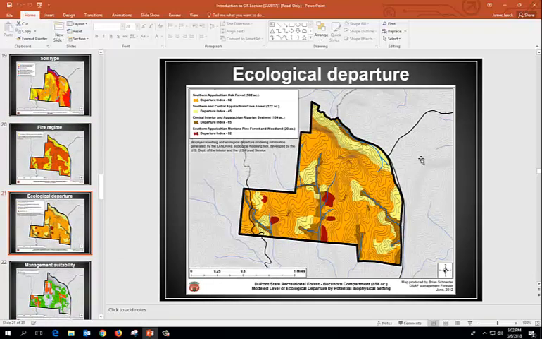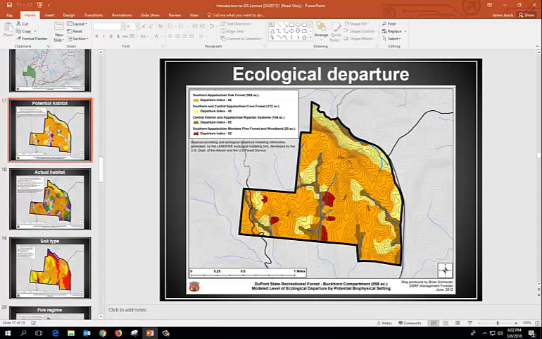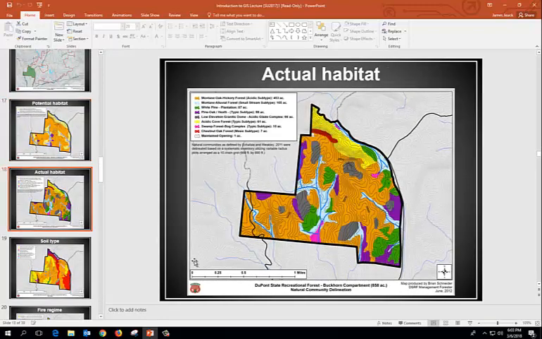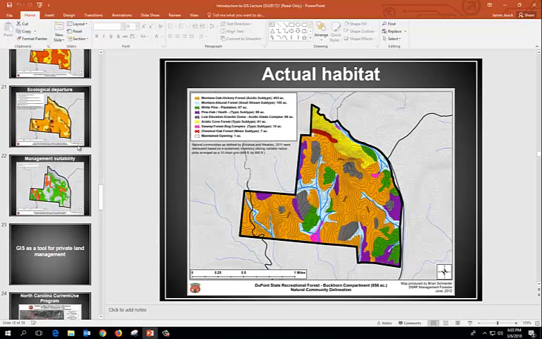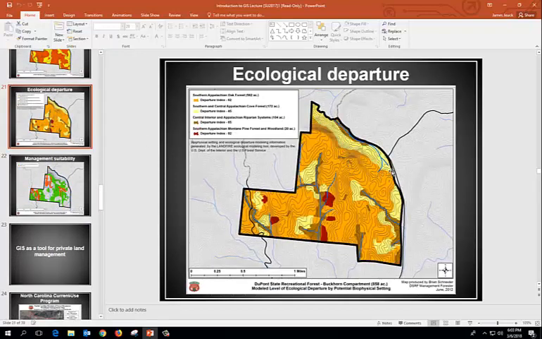Then you start looking at things like ecological departure, which you can glean from the potential habitat versus the actual habitat. That could lead to an ecological departure sort of map. This is what it should be if left alone; this is what it is. There are folks who go out there and do these types of departure indices, where they are basically saying, I think this should be a southern and central Appalachian cove, but it's not. They come up with a departure index for how far away it is from its probable natural state.